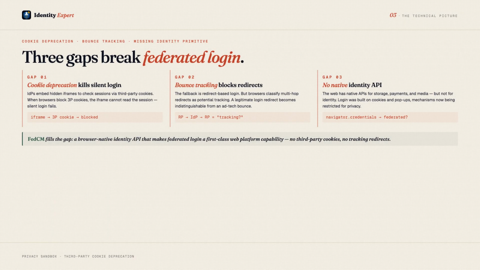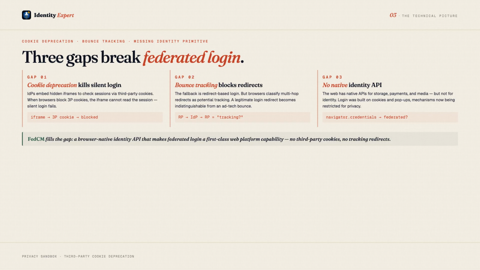Three gaps converge to break federated identity on the modern web. Gap 1, third-party cookie deprecation kills silent login. Federated identity providers like Google and Facebook embed invisible iframes on relying party sites to check if the user has an active session. These iframes read cookies from the identity provider's origin. When browsers block third-party cookies, the iframe cannot access the session cookie and the silent login check fails. Every site using this pattern loses its seamless sign-in experience.